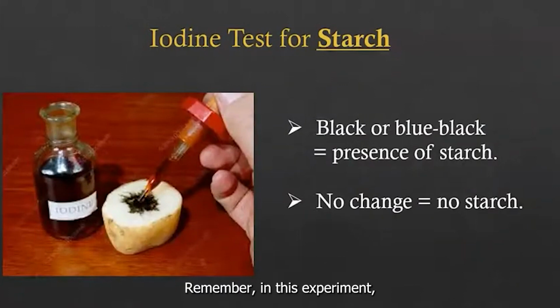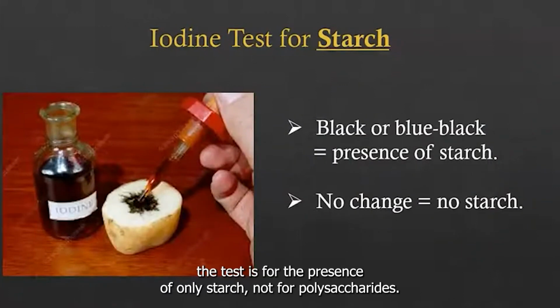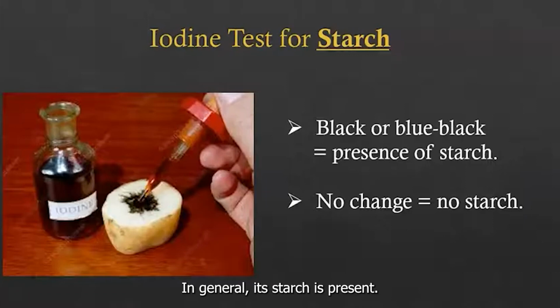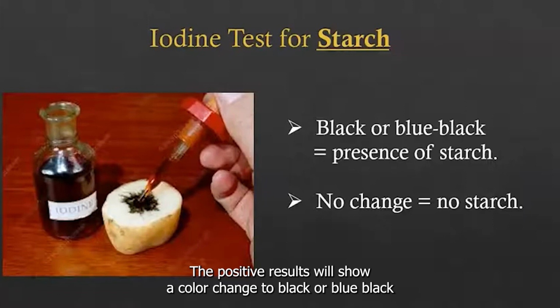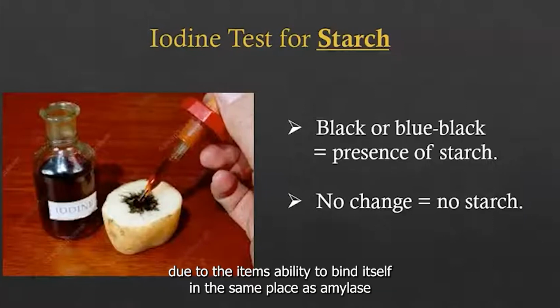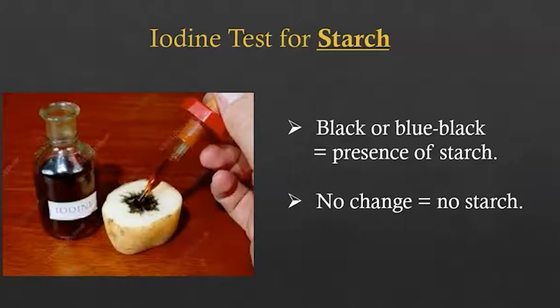Remember, in this experiment, the test is for the presence of only starch, not for polysaccharides in general. If starch is present, the positive results will show a color change to black or blue-black due to the iodine's ability to bind itself in the same place as amylase. Iodine cannot bind to cellulose.